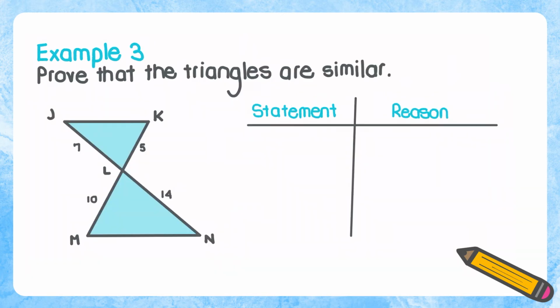For example 3, let's take a look at how to fill out a 2-column proof to prove that these two triangles are similar.